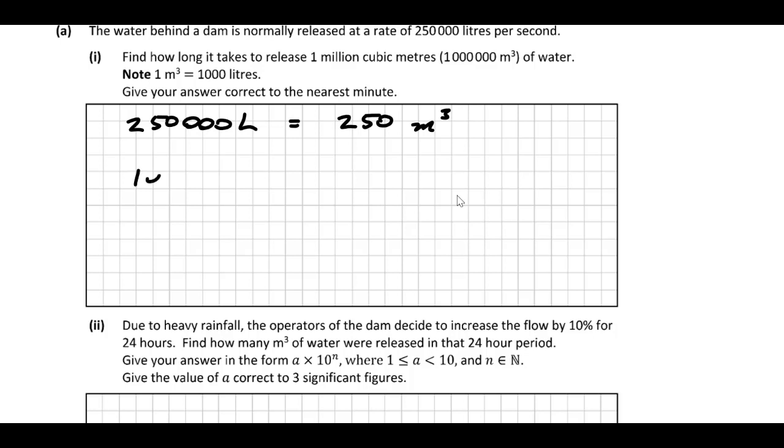So all we got to do is take the 1 million, 6 zeros. We got to divide that by 250. So let's have a look at that. 1,000,000 divided by 250. So it's going to take 4,000 seconds.